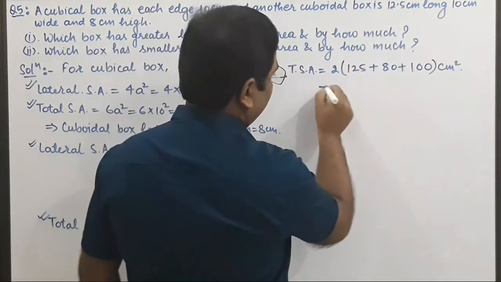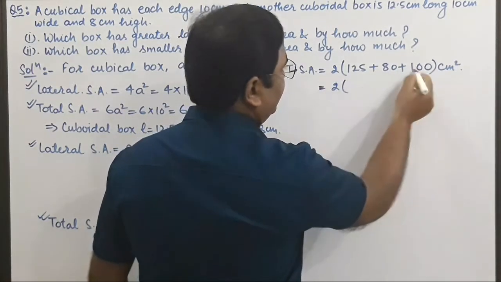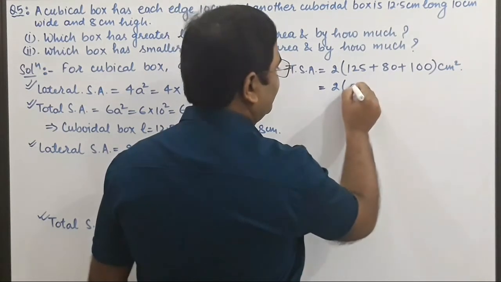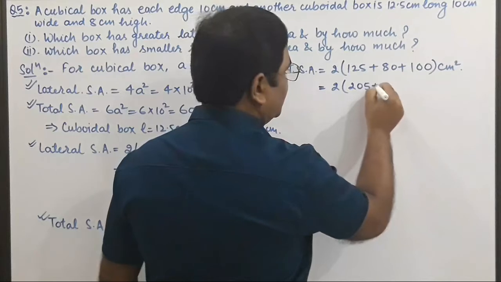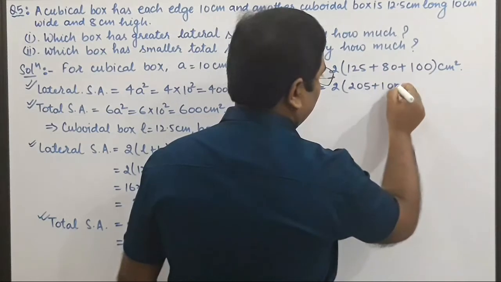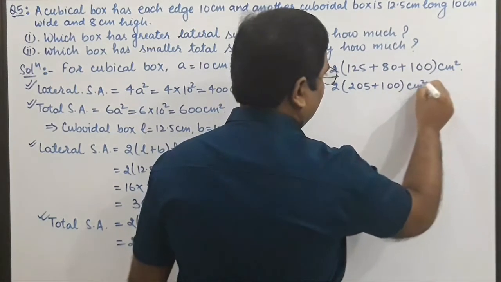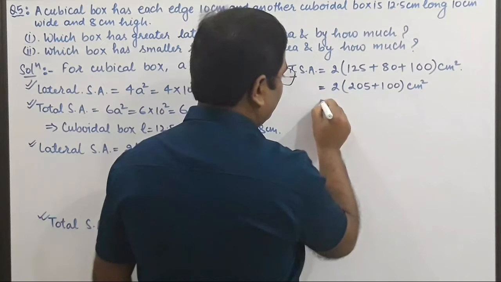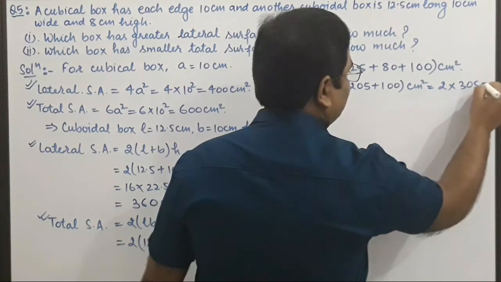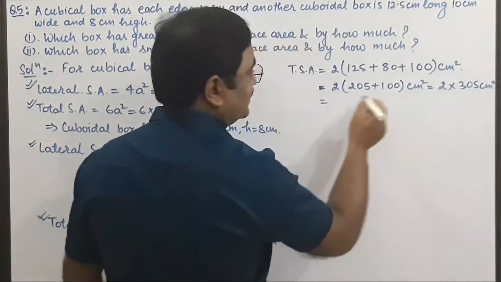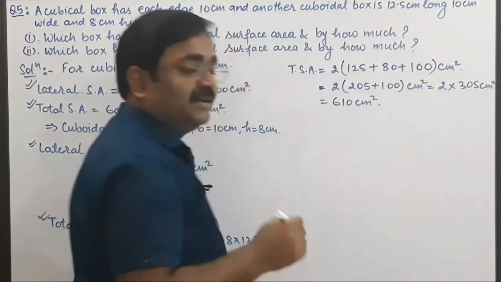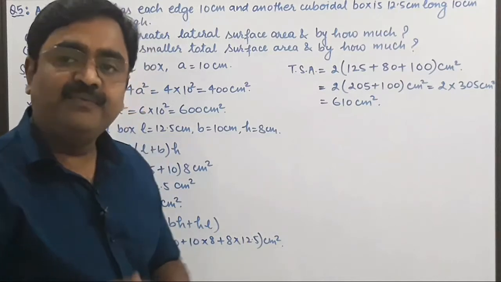So let us find it. 2 multiplied by, add these all. This will be 125 plus 80 is 205, 205 plus 100 centimeter square, which is equals to 2 multiplied by 305 centimeter square, that is 610 centimeter square. Now we got all four.